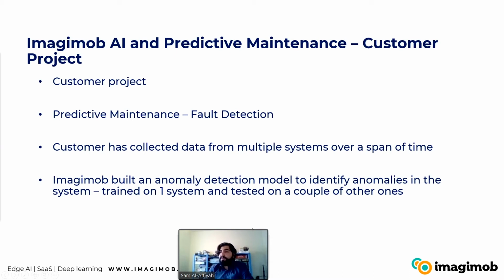So now we've looked at condition monitoring. What we'll look at now is fault detection using this customer project. And what's interesting in this customer project is that we took a little amount of data from one system and we were able to have it generalized well to many other systems.